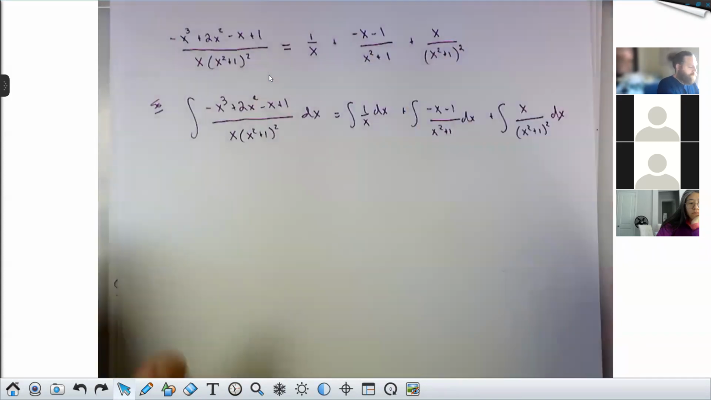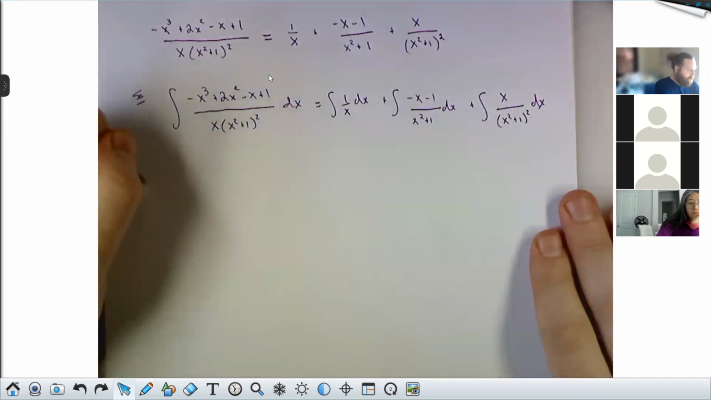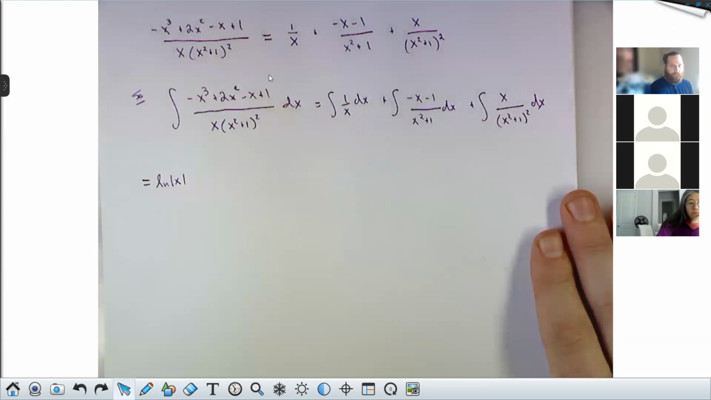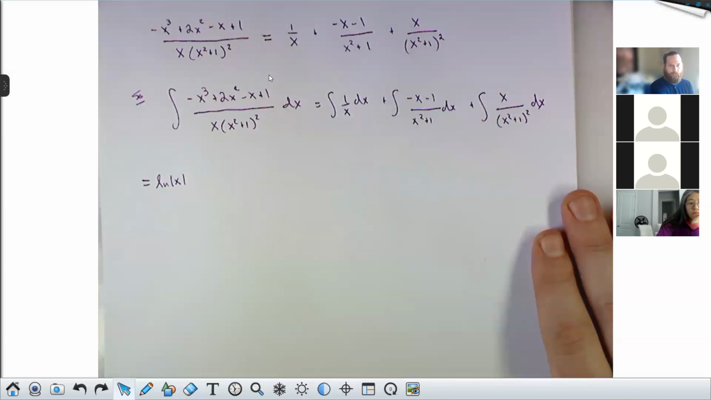So our task is now each of these integrals. The first one is certainly very easy. It's the natural log of x. How do I do the second integral? It's a trick we've used already today once. Good, we'll split it up.